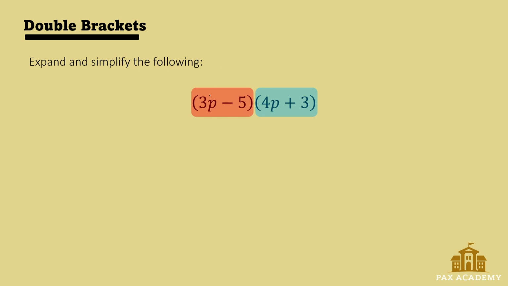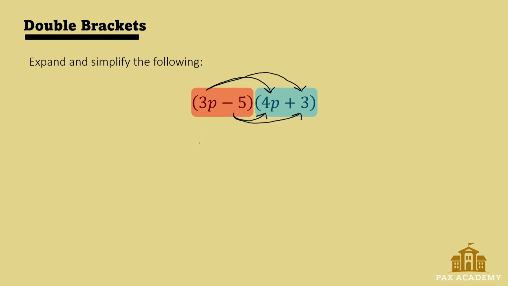So if we start with the first term, 3p, we're going to have to multiply 3p by each term inside the blue bracket. So we're going to multiply 3p by 4p, but also by plus 3. Then the second term in the first bracket, which is minus 5, we're also going to have to multiply by each term inside the other bracket. So we're going to have to multiply minus 5 by 4p and then minus 5 by plus 3.